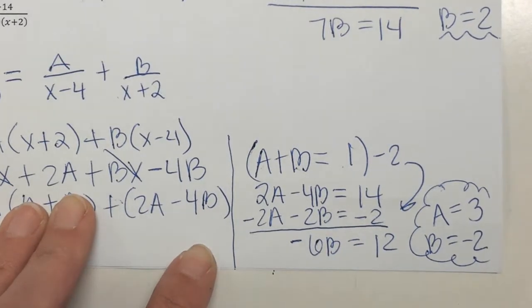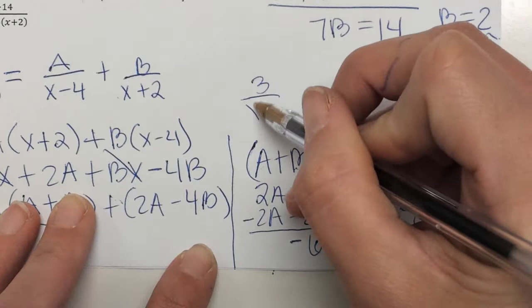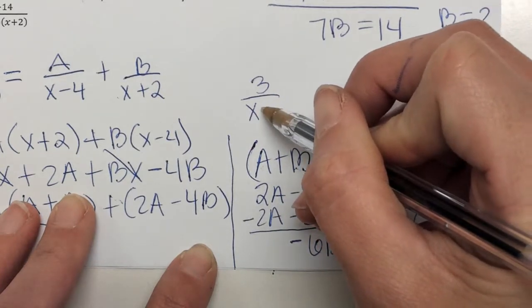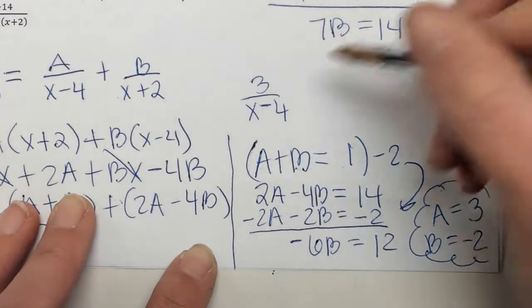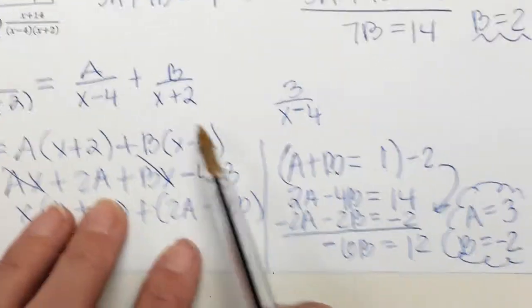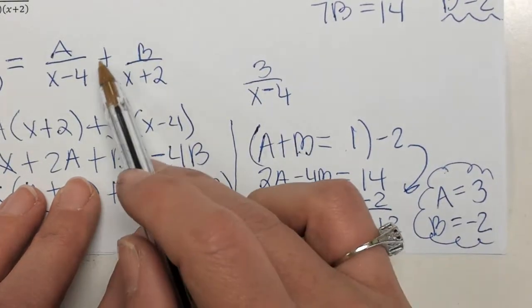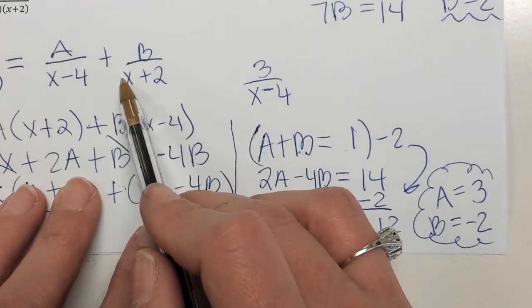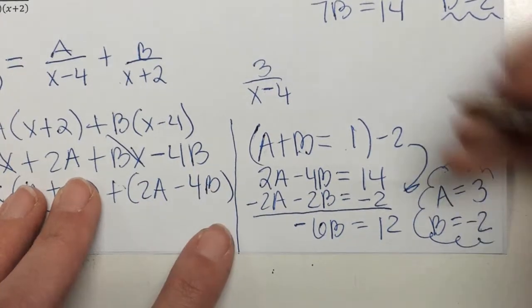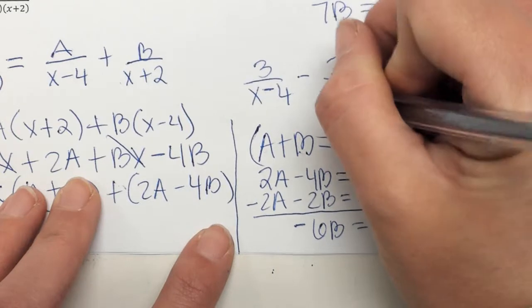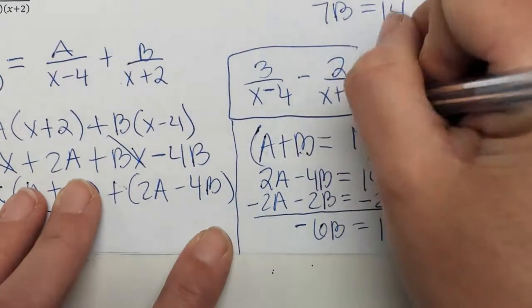Tell me how to write the final answer. X minus 4. Good. Because the A has to go over the x minus 4 term. B over x plus 2. And would it be minus B or plus B? Minus, because it's -2 over x plus 2. That's it.